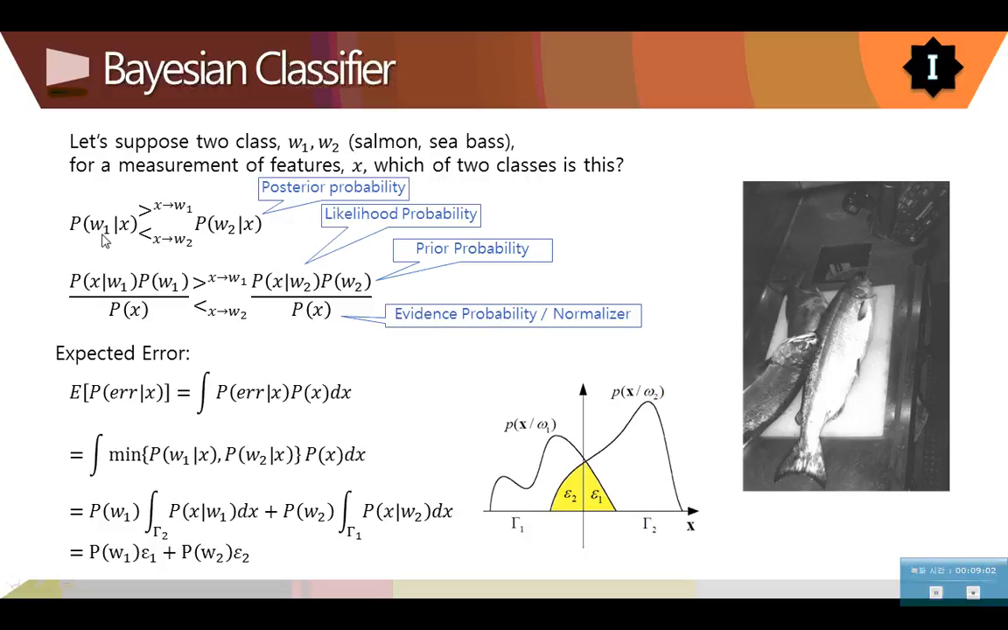You will notice that we do not know how to measure this probability. How can we know the probability that a salmon is here, given my measurement is 2 centimeters?